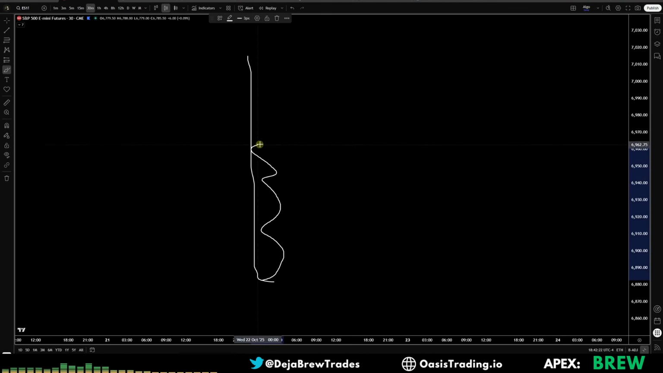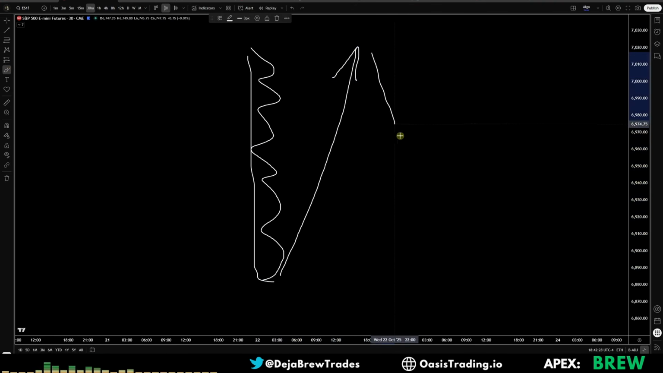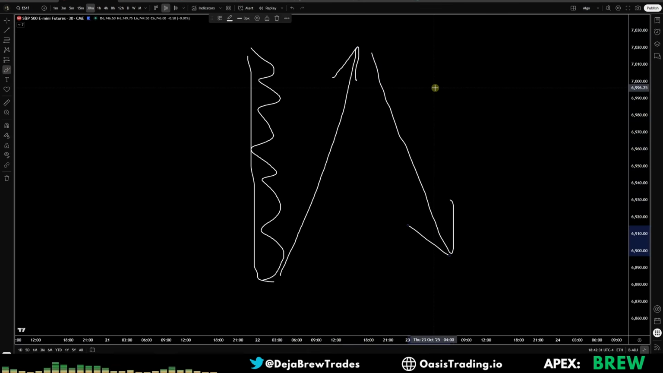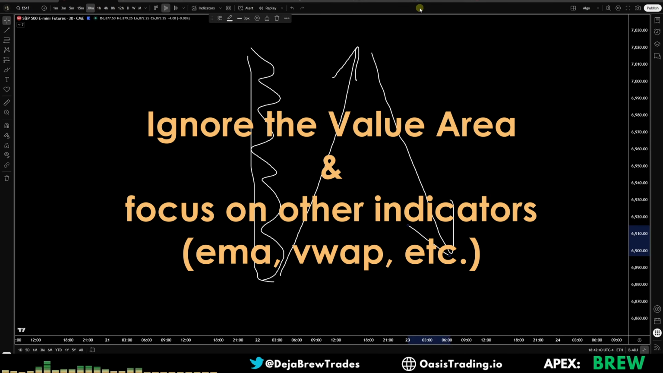All right. Last but not least is the thin profile. Typically, this profile is formed when you're moving aggressively in one direction, either to the upside or the downside. How do we trade these days? These days, I would ignore the value area, right? Because the value area doesn't really mean a whole lot. Because you don't have one definitive value area node. You have a bunch of smaller nodes. So I would be more focused on the other indicators like the EMAs, VWAP, all that stuff. Your trending indicators, right? Watching the 24 EMA, the OTS trail, etc., etc.